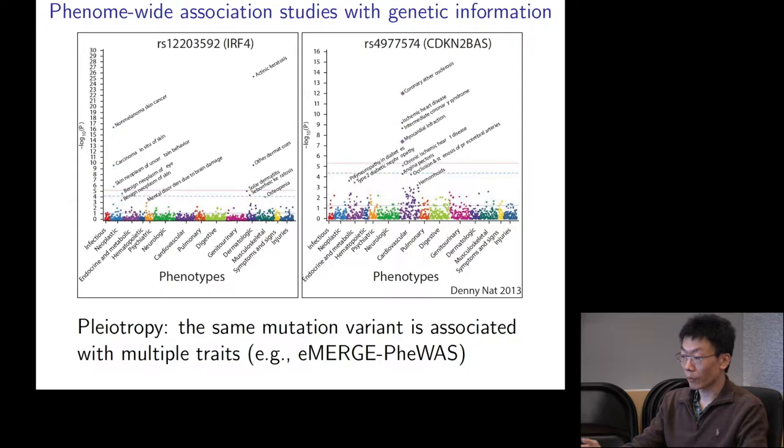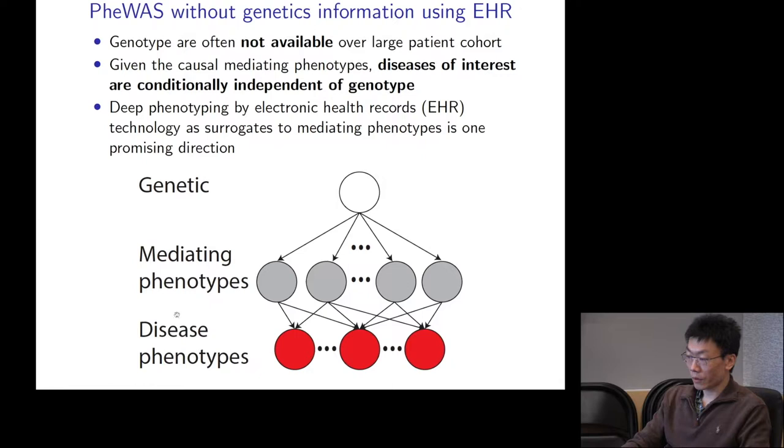Essentially, all the diseases are not independent. They're not standalone. What connects them together is the underlying mutations, and that's something we try to figure out from our model. Think of a simple cartoon model: if we know all the mediating phenotypes, so genetics is associated with the mediating phenotype, which in turn causes a disease, then we don't actually need the genetic information. All we need is to connect the disease with the mediating phenotype to still figure out the underlying mechanism, at least at the phenotype level.